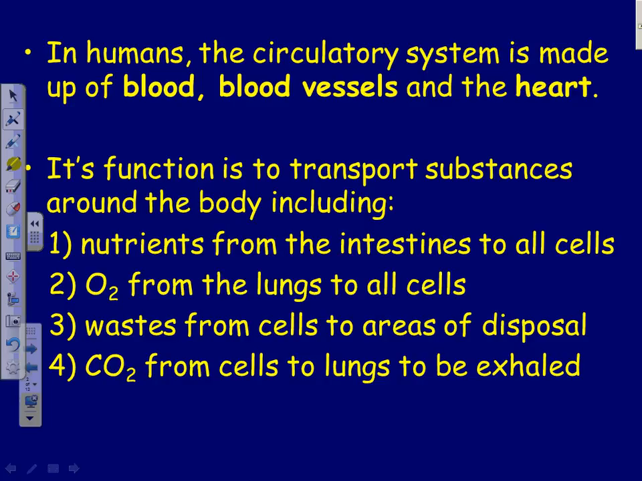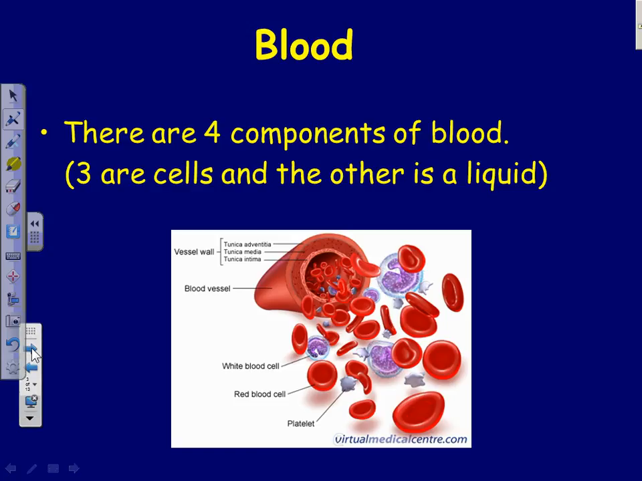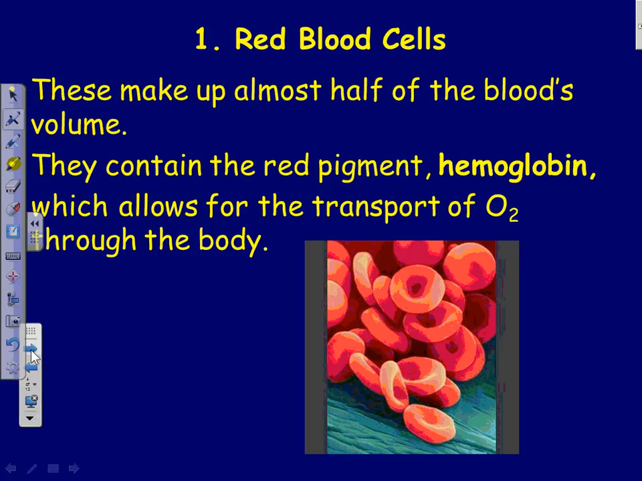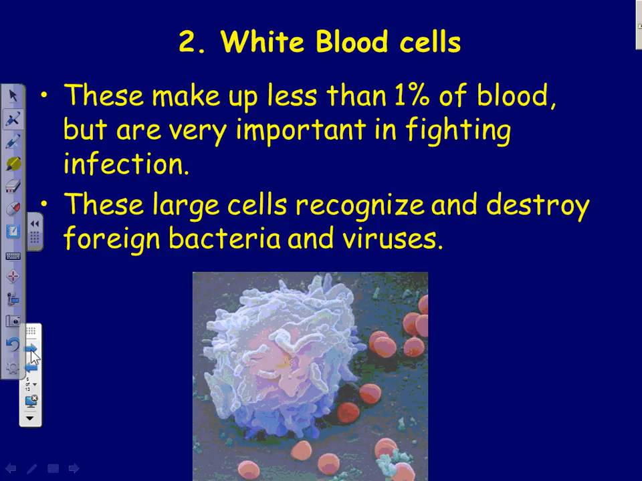Excellent. And number 4, blank. This is a protein-rich, clear, yellowish blank that carries the blood cells. What is that stuff called? Yep. Plasma. Excellent. Yellowish, and it is simply a liquid. It is not made up of the cells themselves. So 4 components. Number 1, red blood cells make up almost half. They have the red pigment hemoglobin, which allows for O2 transport. White blood cells make up less than 1%, but they're very important in fighting infection. These large cells recognize and destroy foreign bacteria and viruses. Excellent.